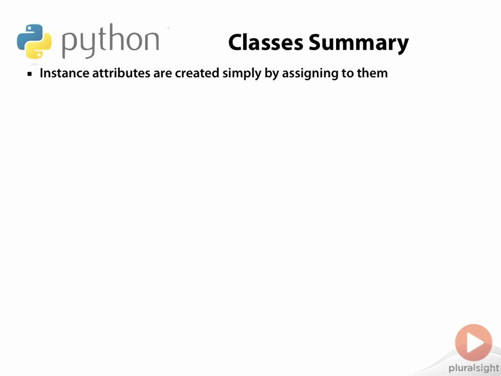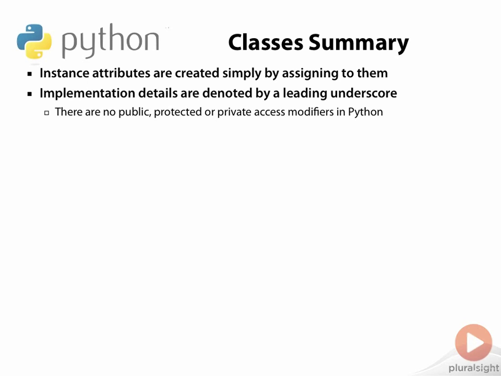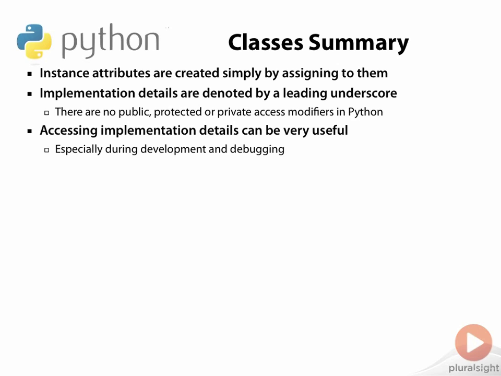Instance attributes are brought into existence simply by assigning to them. Attributes and methods which are implementation details are, by convention, prefixed with an underscore. There are no public, protected, or private access modifiers in Python. Access to implementation details from outside the class can be very useful during development, testing, and debugging.